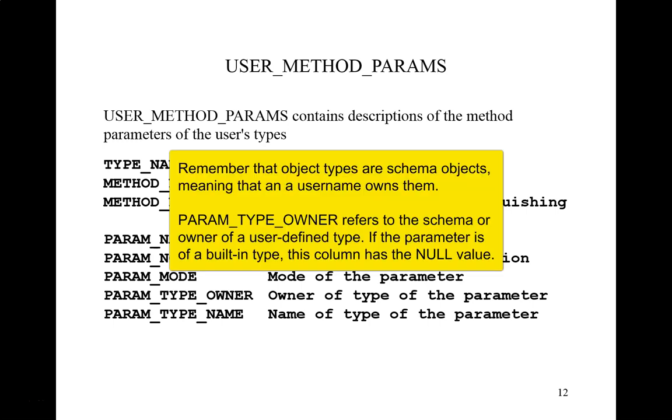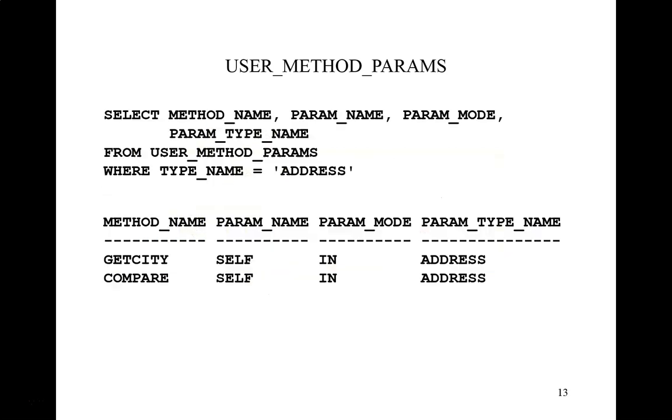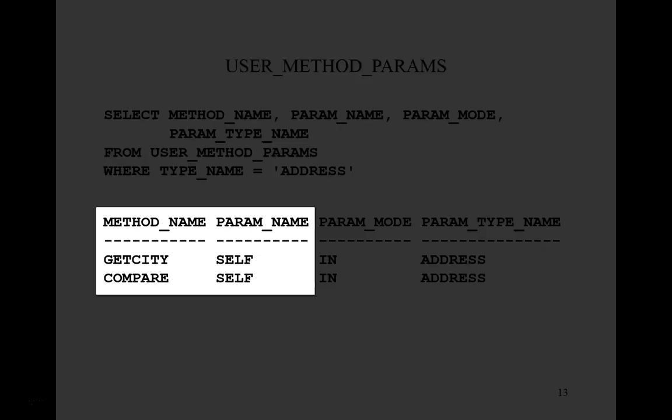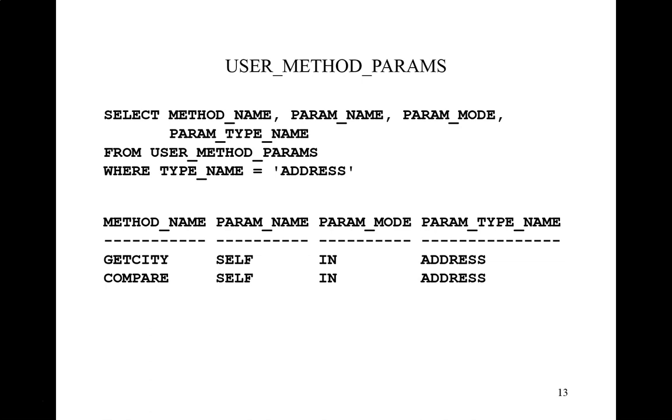Remember that types are schema objects. There's a concept of ownership that applies here. If the type of the parameter is a built-in type, the value of param type owner will be the null value. Here's a query against user method params. And now we solve that mystery of a parameter count of 1. What we see is self has been declared as a parameter both in getCity and compare.